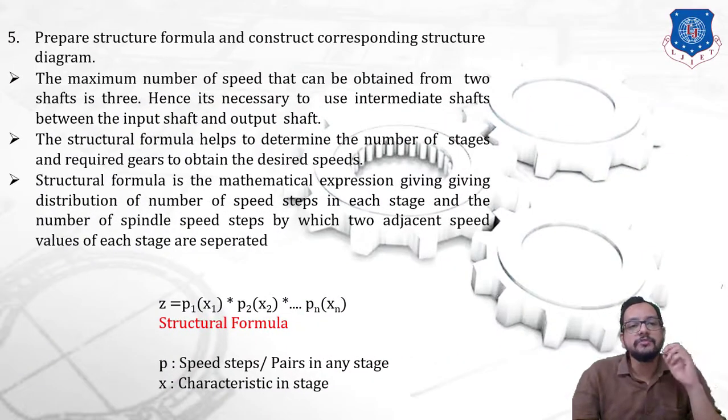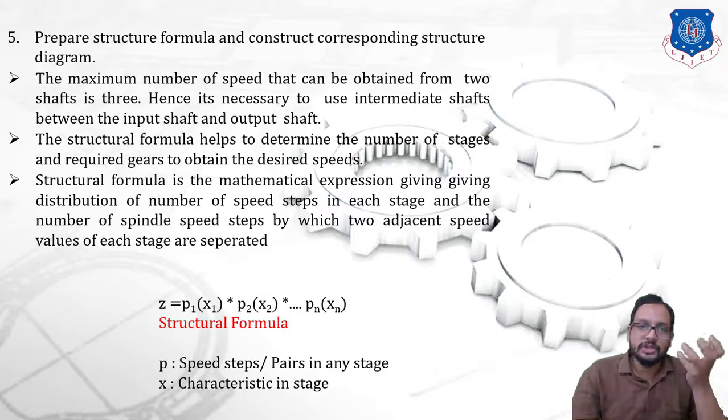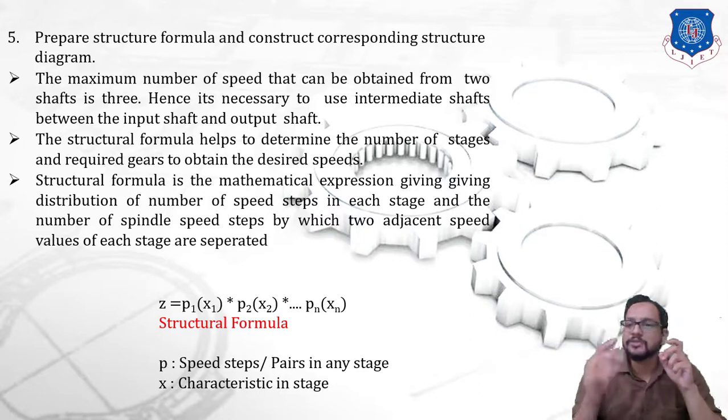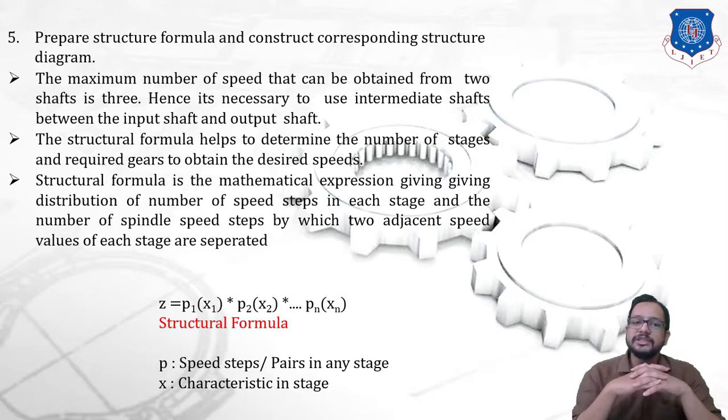Okay, now let us proceed further. Now from this equation we need to prepare a structural formula. So the next step, step number 5, would be to prepare the structural formula and construct a corresponding structure diagram. Now what is the structural formula? We are going to say that the maximum number of speeds that can be obtained from 2 shafts is 3, as we have discussed previously by seeing the example, by seeing the diagram, right? So if there are 2 shafts, the maximum speeds available are 3 different speeds. Hence it is necessary to use an intermediate shaft between the input shaft and output shaft.